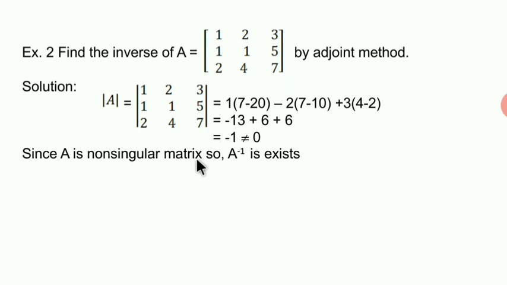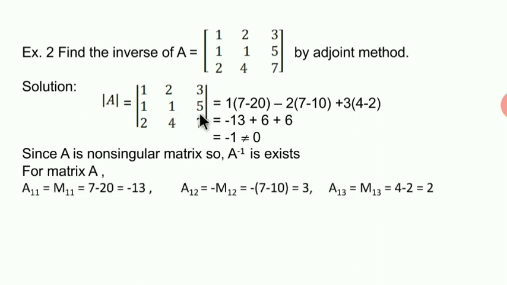Now we find cofactors of each element. So first A11 is equal to M11. It is here 7 minus 20. It is minus 13. A12 is equal to minus M12. M12 is obtained by deleting first row, second column. It is 7 minus 10. So minus of (7 minus 10), it is minus of minus 3, it is 3.